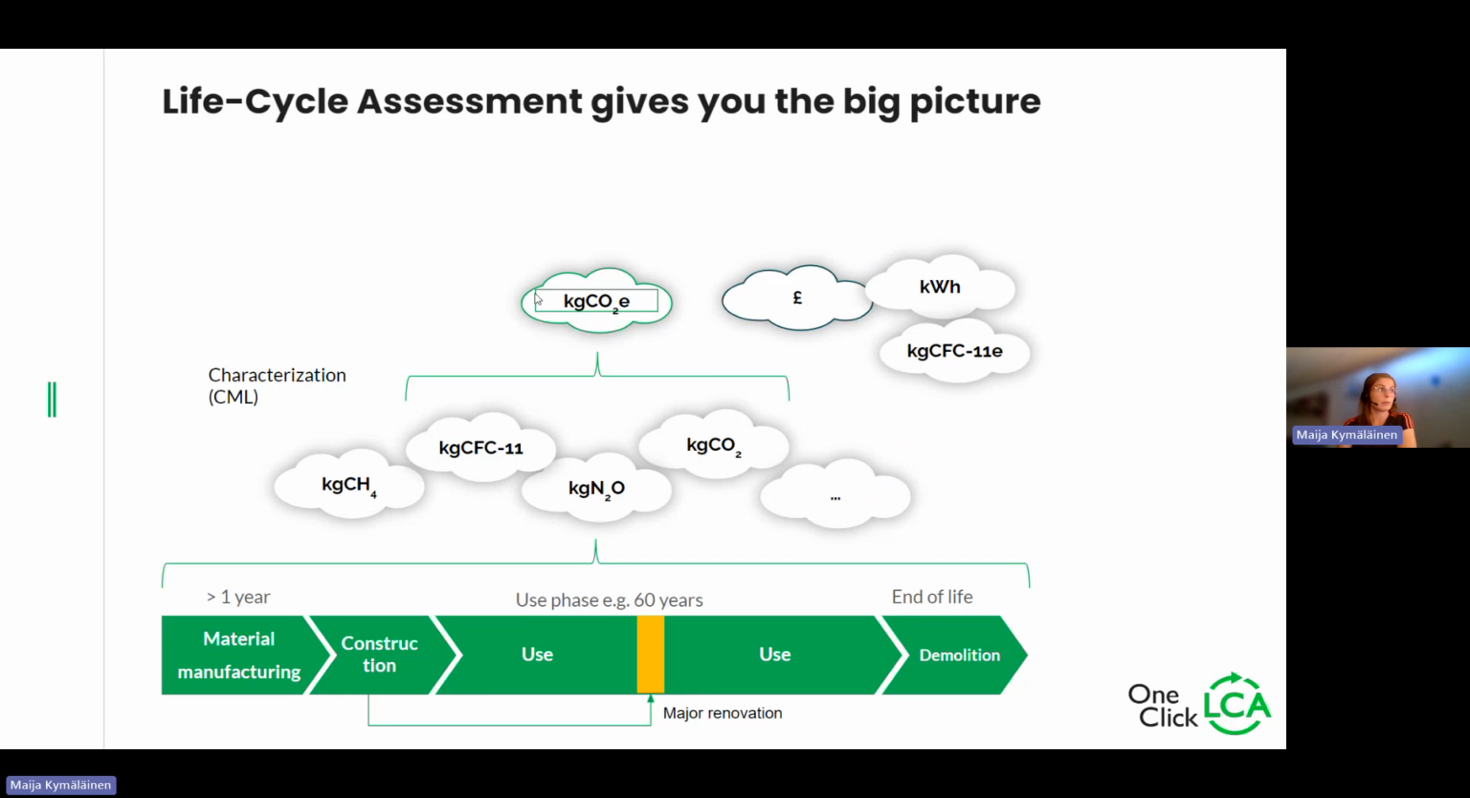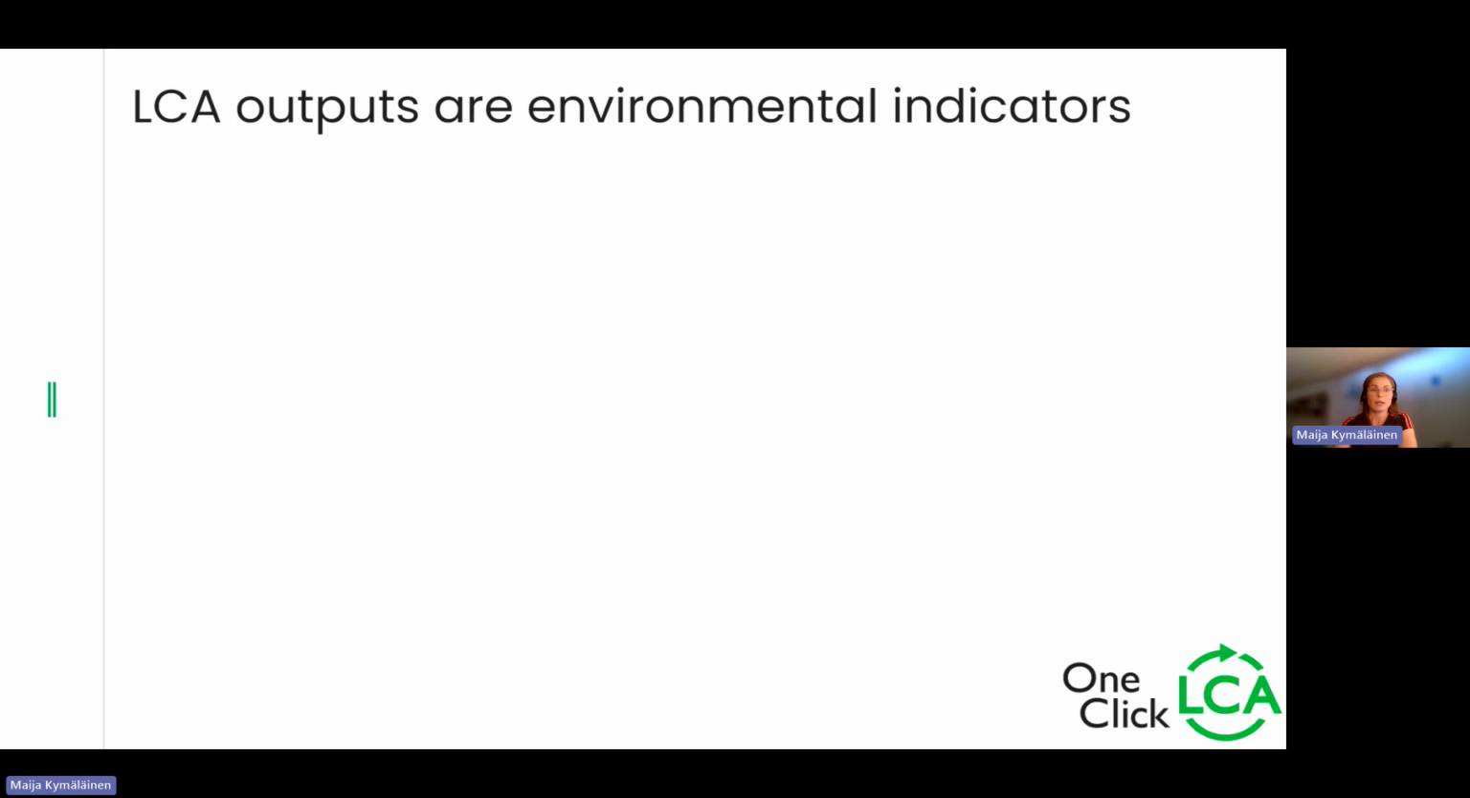And this describes the global warming potential in the impact category of climate change. The process can be implemented for materials, so processes only, for different life cycle stages, or for the whole life cycle of the building. And the LCA outputs are environmental indicators.